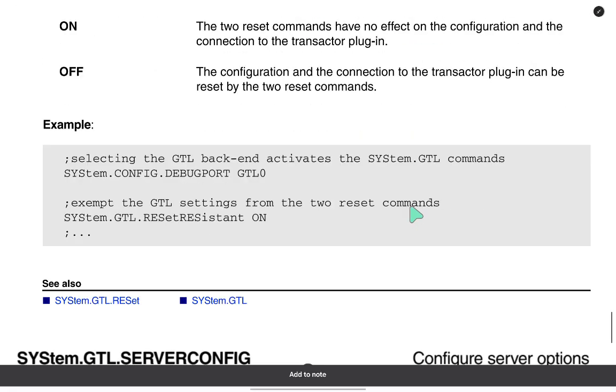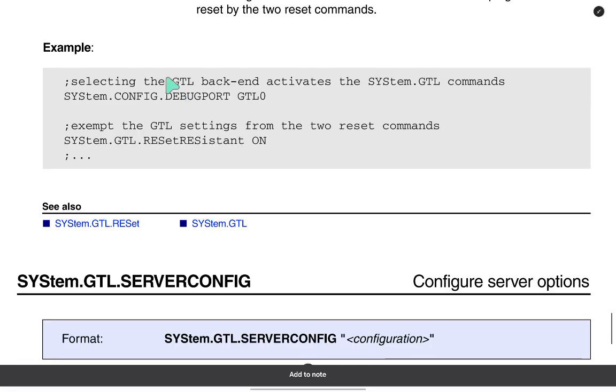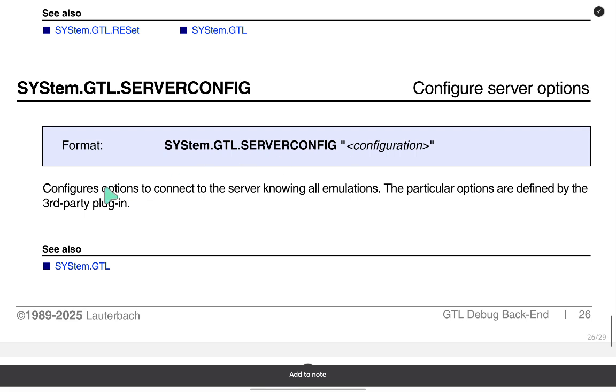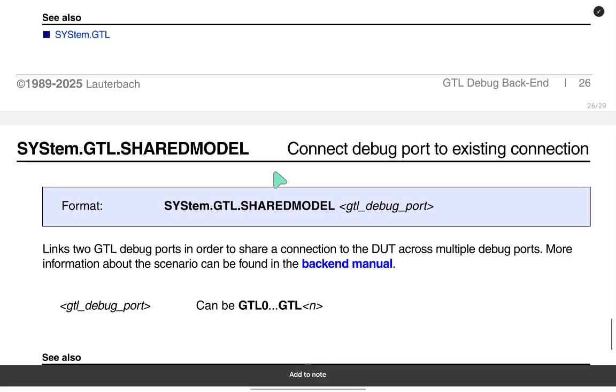Example: selecting the GTL backend, activated with the system GTL command, sys.config.debugport GTL0. Example: exempt the GTL settings from the reset command, sys.gtl.reset resistance on. The sys.gtl server configuration, configure server options, configures options to connect to the server knowing all emulations. The particular options are defined by the third-party plugin.